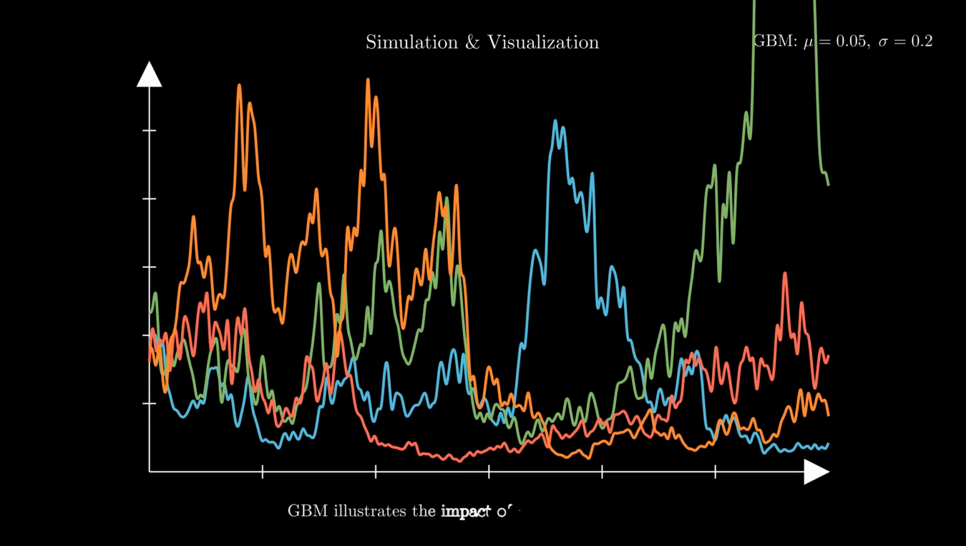In summary, this simulation illustrates how randomness and fluctuating parameters drive the evolution of GBM over time. The careful design of our simulation space ensures that every element, from the axes to the legends, works in concert to deepen your understanding of these stochastic processes.